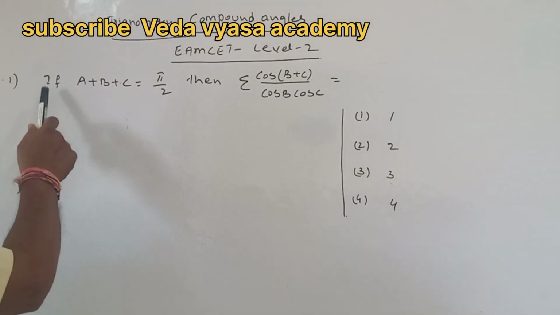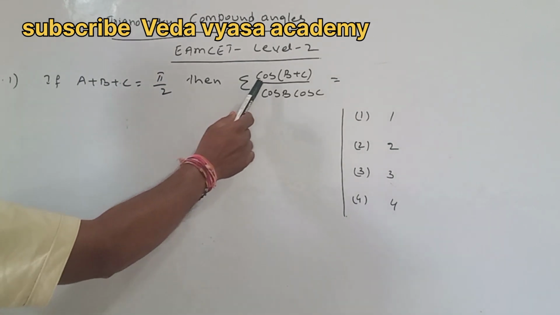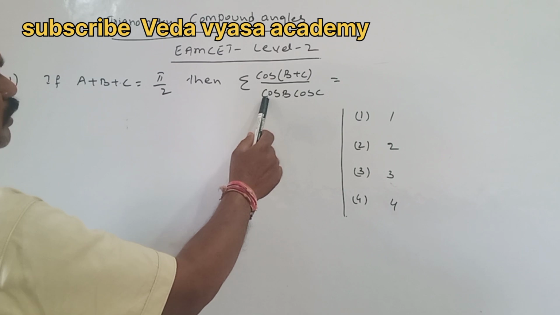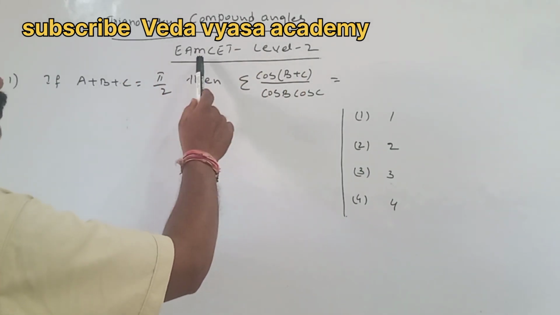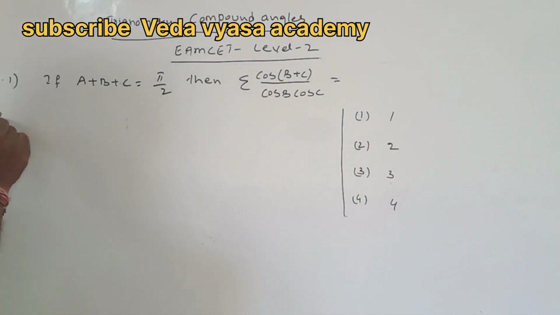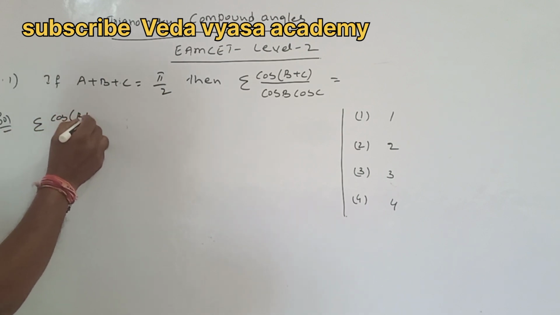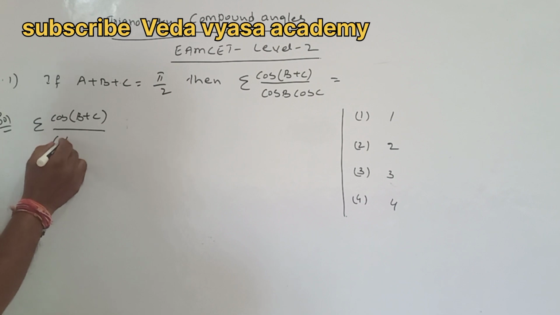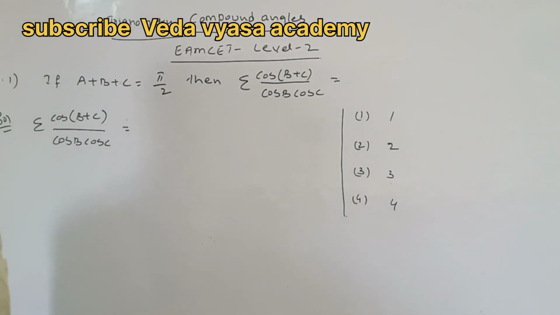We have the problem: if A plus B plus C is equal to pi by 2, then sigma cos of (B plus C) by cos B cos C is equal to what? This is from trigonometry, compound angles, level 2 problems. So here we have given sigma cos of (B plus C) by cos B cos C. Cos of (B plus C) is equal to what? Cos B cos C minus sin B sin C.